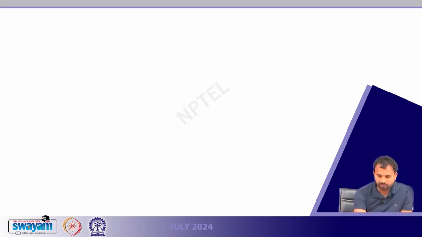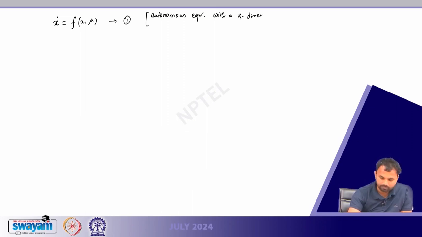I'll give you some introduction and some motivation behind it, and then we'll look into some results and examples associated with it. So basically, consider the autonomous system like we had in the previous class. Let us see, x dot equals f of x comma mu. This is an autonomous equation with a k dimensional parameter. Let us call this equation number 1.